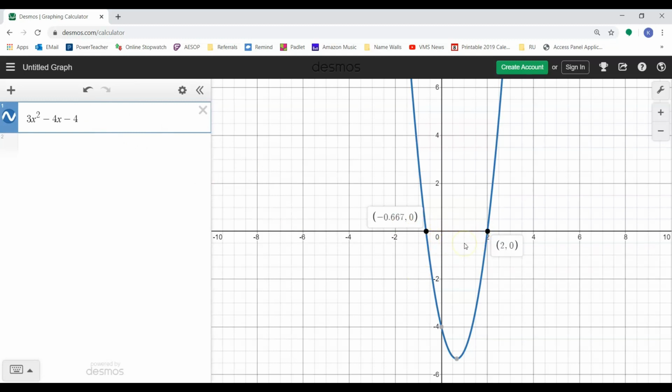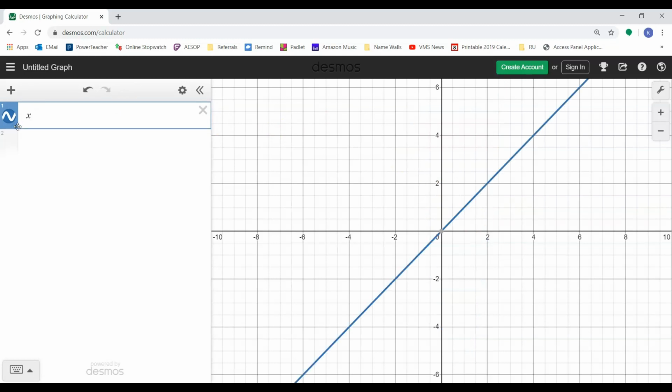So notice, and think back to the examples that we did last week, that so far we've gotten 2 answers, right? We've gotten 2 solutions. We know that quadratics have 2 answers, and so far so good. Let's look at an example that looks like this.